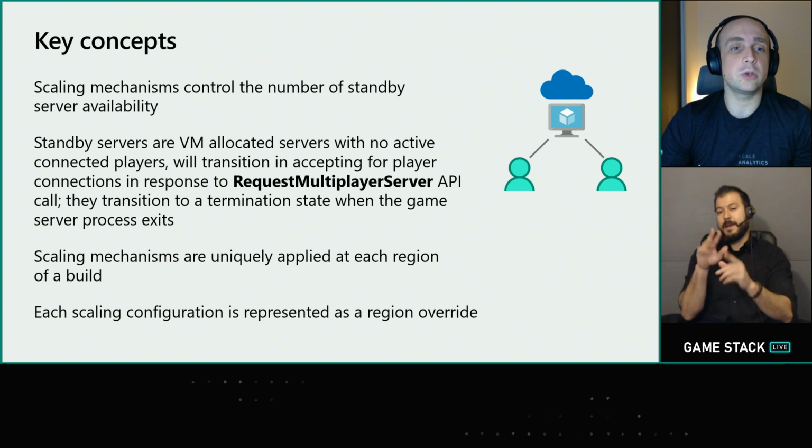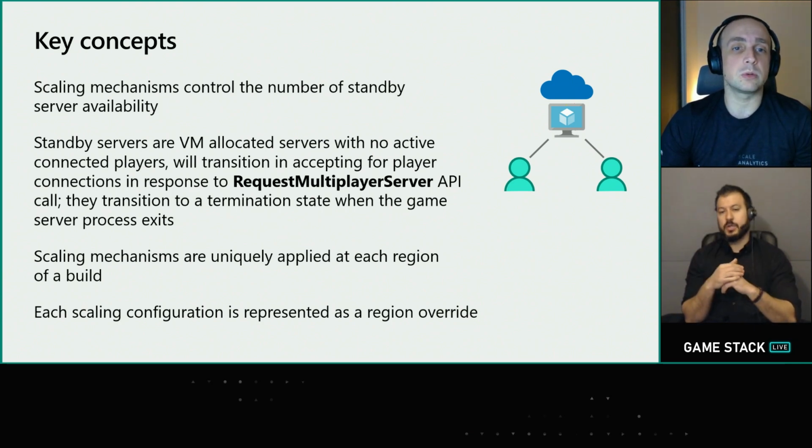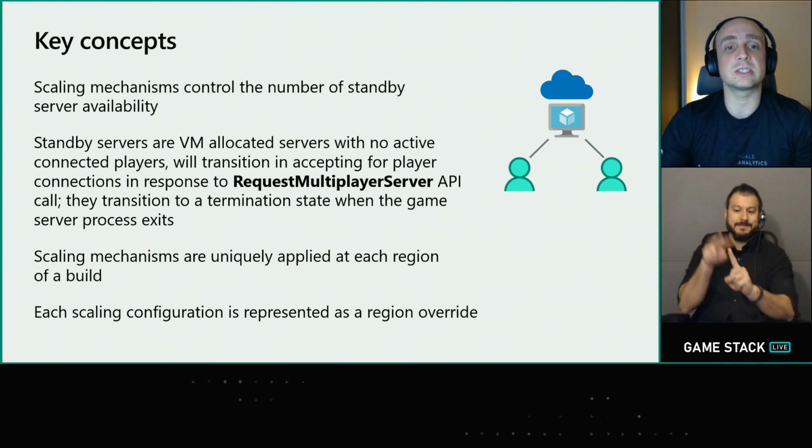Last but not least, the scaling mechanisms applying to standing by availability are uniquely applied on every region of a build. If you recall from our previous presentation, when we create a new build, we specify the build regions. Each scaling mechanism can be applied at a single region, and this is represented as a region override.